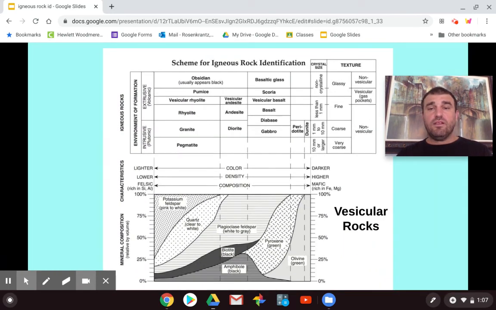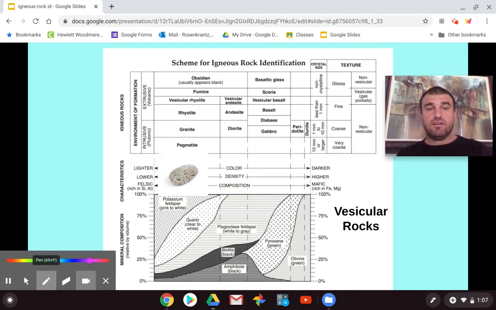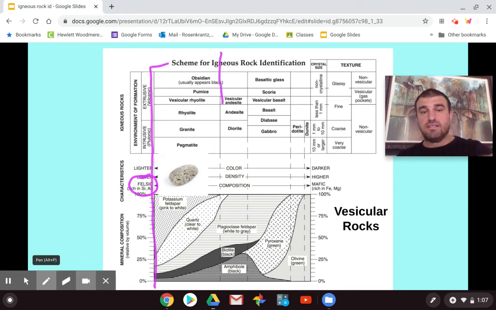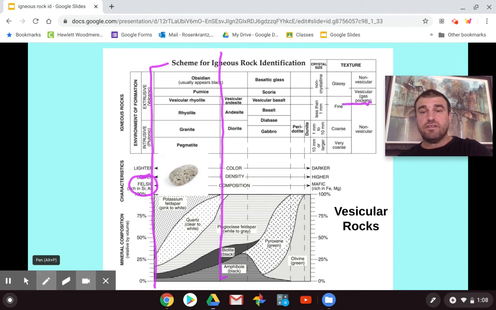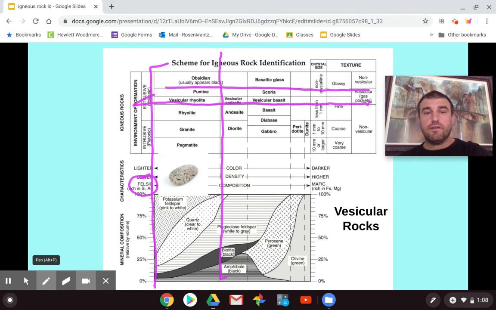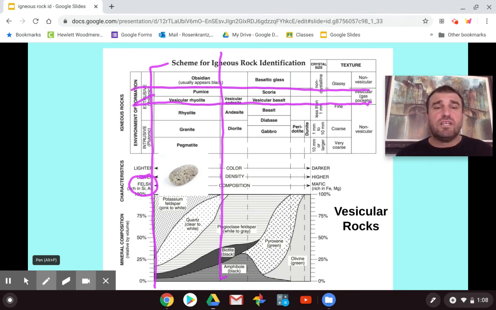All right, now let's look at some vesicular rocks. So here's a real light colored rock. So the fact that it's light colored, it is felsic, which means it has to be in here. And you see all those little holes? Those are gas pockets, which means it's vesicular. All right. So in lab, if you said vesicular rhyolite, I wouldn't mark you wrong.